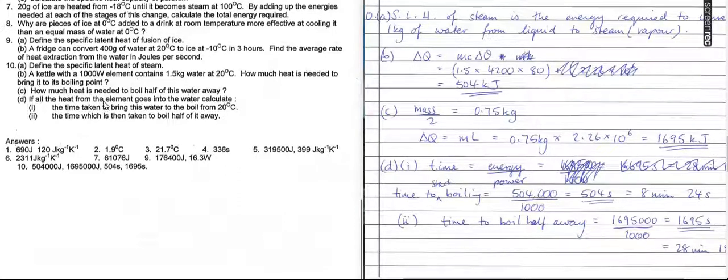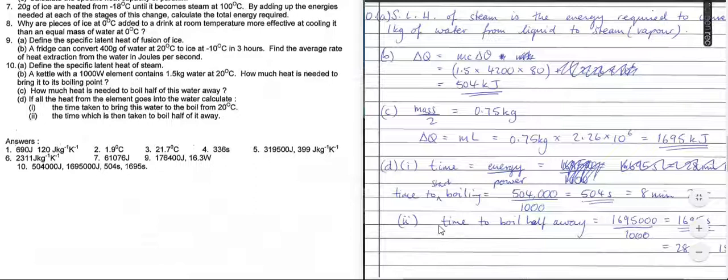Part D, if all the heat from the element goes into the water, calculate the time taken to bring this water to the boil from 20 degrees C. So again, we're thinking about using this equation, time equals energy divided by power. So the time to start boiling is the amount of energy, which you calculated in part B, divided by the power, which you're told is a 1000 watt element. That gives 504 seconds, which is 8 minutes 24 seconds.